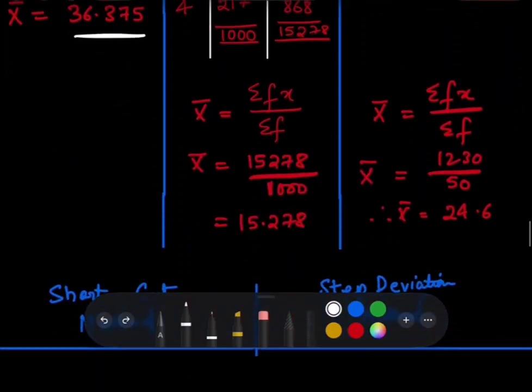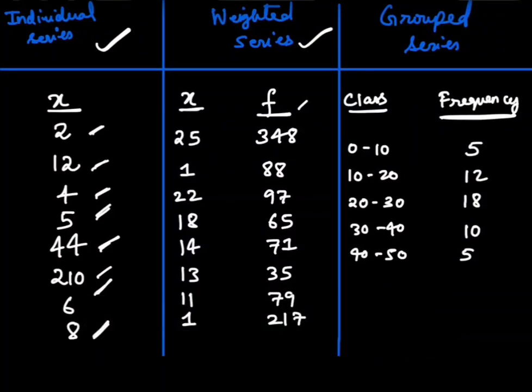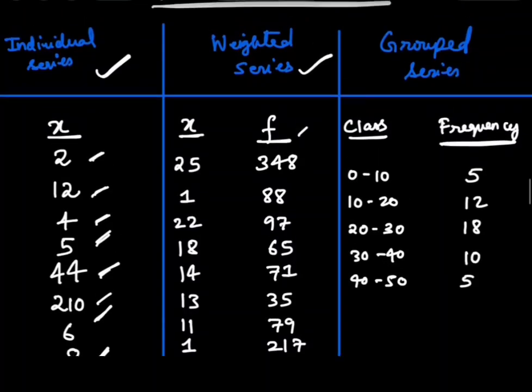So the formula is summation fx by summation f. So we get 15278 divided by 1000, which gives us the answer here as 15.278. So this is the case of a weighted series where there are no class intervals but x and f are given. Okay. Next is the group series.